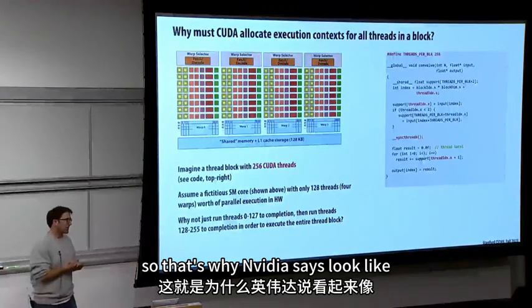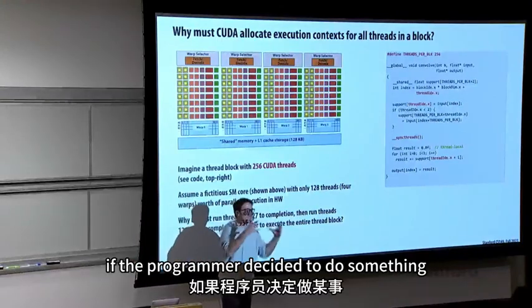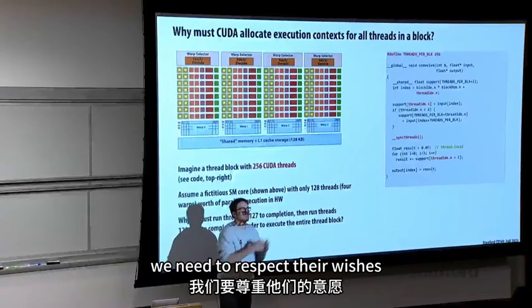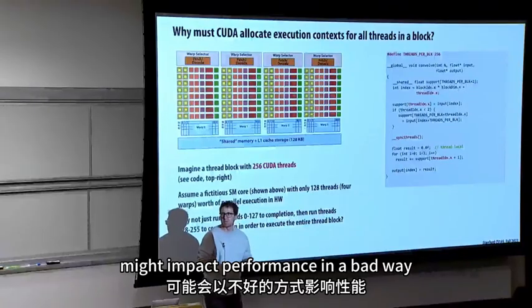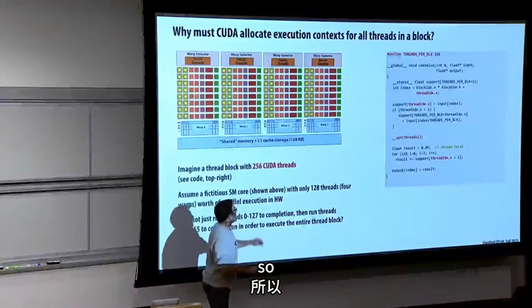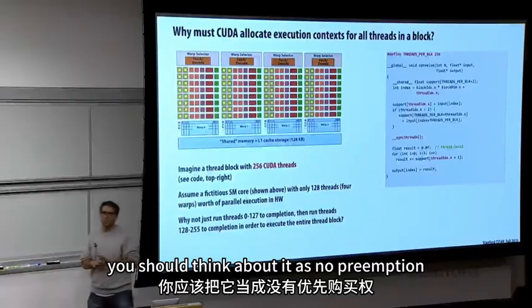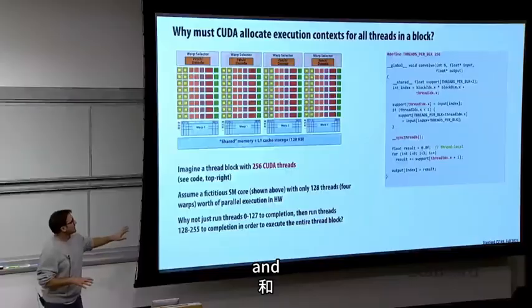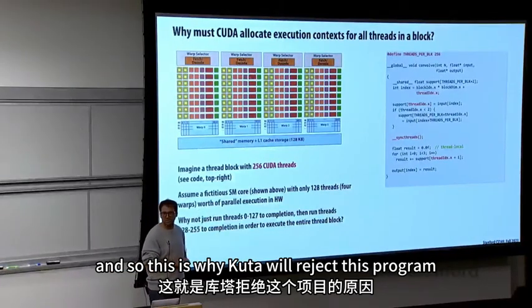So that's why NVIDIA says, look, we're a high-performance programming system. If the programmer decided to do something, we need to respect their wishes. We don't want to do crazy things that might impact performance in a bad way just to get the program to run correctly. So standard CUDA is, you should think about it as no preemption, and things that would be magical are not done. And so this is why CUDA will reject this program.